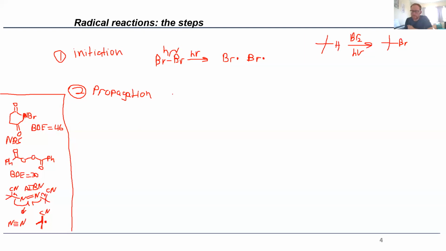For example, the propagation step in this cycle is going to be the reaction of the bromine radical that we formed in step 1 with the CH bond. It does a CH abstraction to generate an alkyl radical and HBr. This is the example where we paired the formation of a strong bond with the breaking of a strong bond.